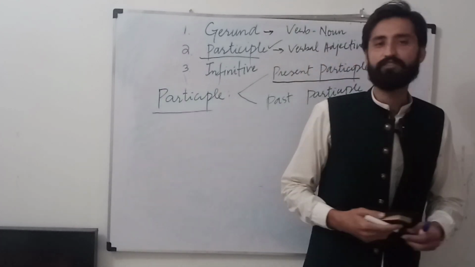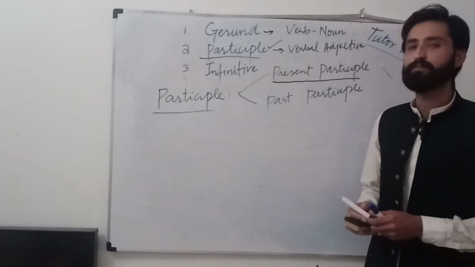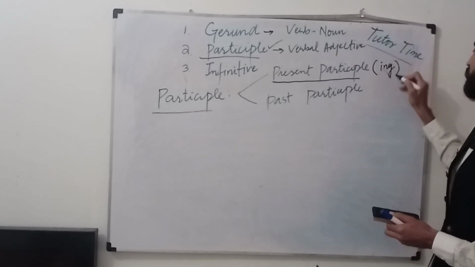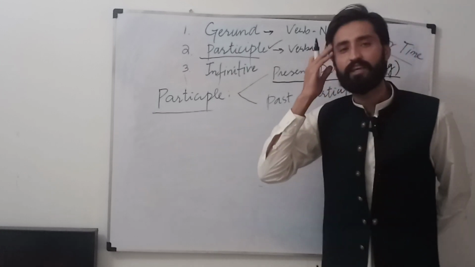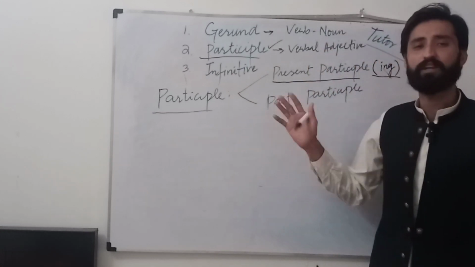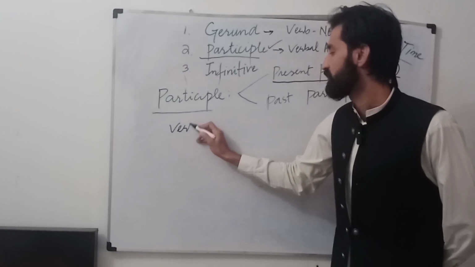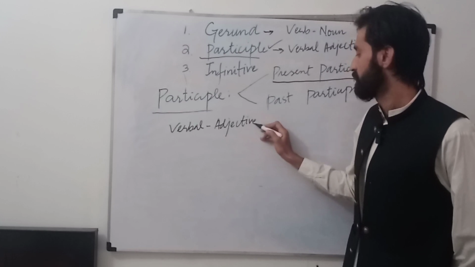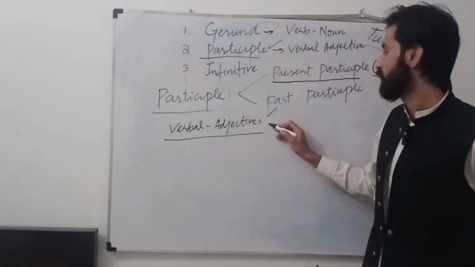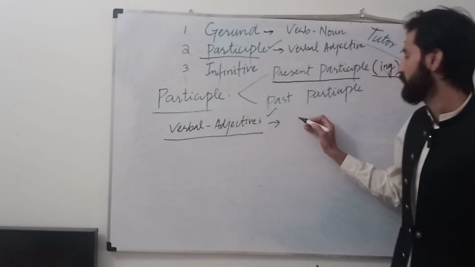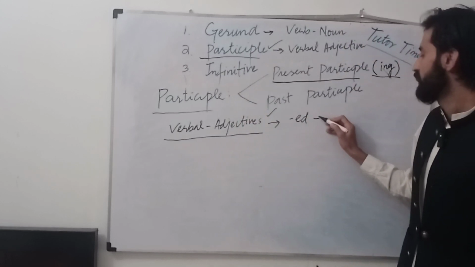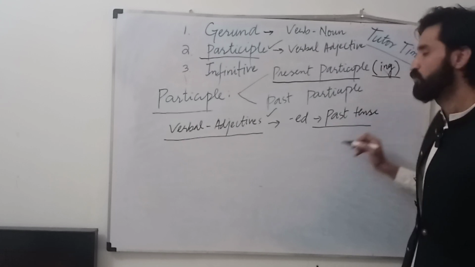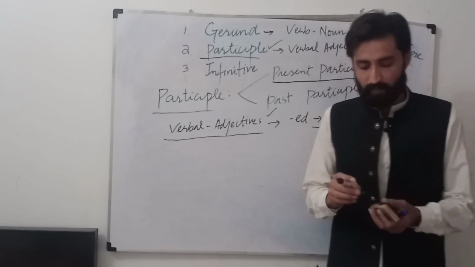Okay, so as we discussed earlier, present participles usually end on ing. We also write along with it that it ends on ing. So the same is the case with the past participle. In past participles too, we have verbal adjectives, and those verbal adjectives we call participles. And they end in ed, or the past tense of any verb is used. So that is what we call a past participle.